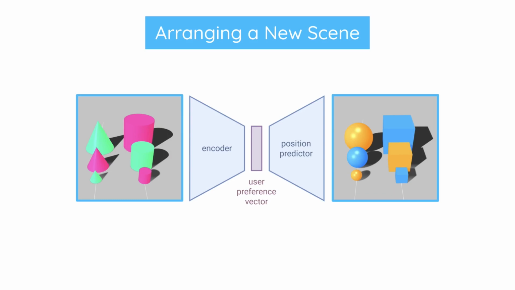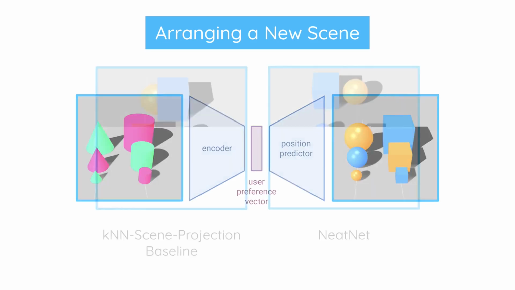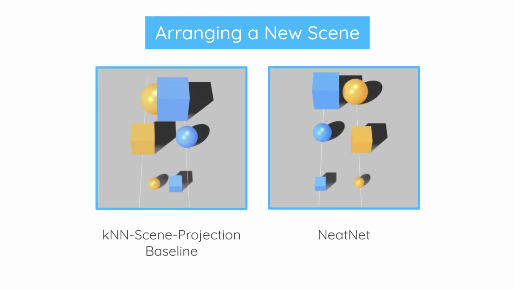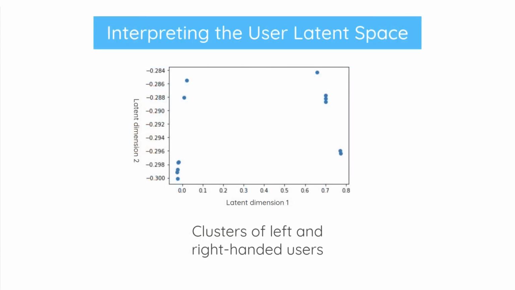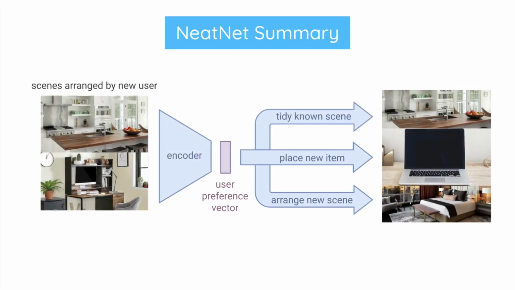Our method can also observe how the user arranges one scene, infer their preferences, and use this to predict how they would arrange a new scene. NeatNet generates tidy and personalized arrangements, showing that it can learn some preferences which transfer across scenes. We can also see some patterns in the user latent space, such as clusters of left and right-handed users. We have seen how NeatNet can infer a user's spatial preferences and use this to predict tidy positions for any set of objects. This adds a layer of personalization to the canonical task of robotic rearrangement.